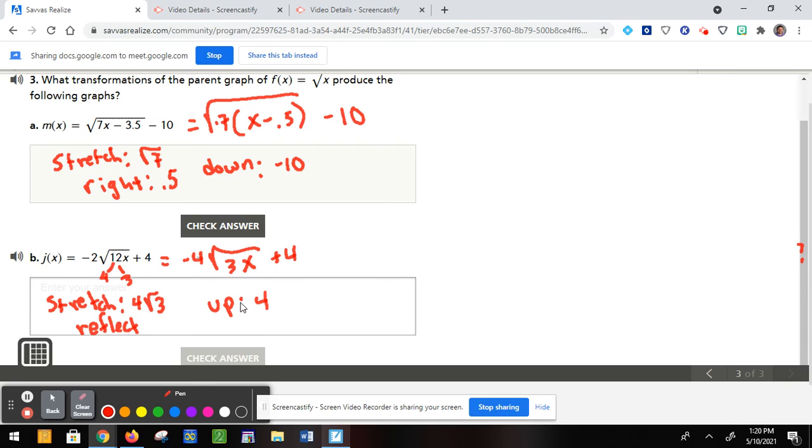negative 4. So since that a value is negative, it's going to reflect. So it's going to go down instead of up. It's going to stretch by 4 root 3. So both coefficients inside and outside would represent the stretching factor. And the plus 4 on the outside means it's going to go up 4. All right, let's take a look at the next example.